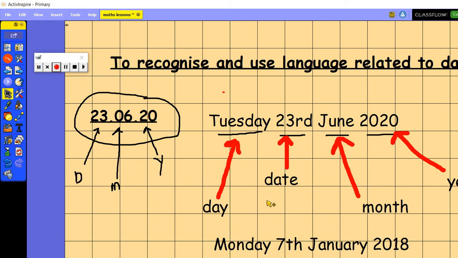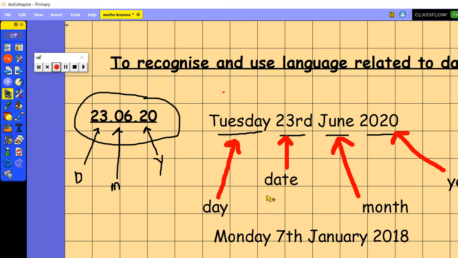So have a look at this date. It's set up very, very similar in that we've got a day, we've got a date, we've got a month, and we've got a year.